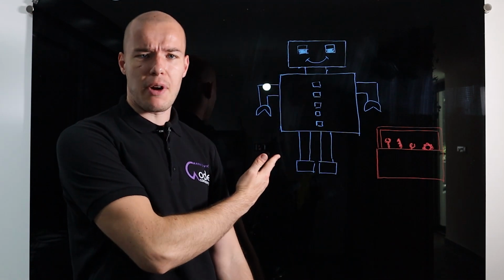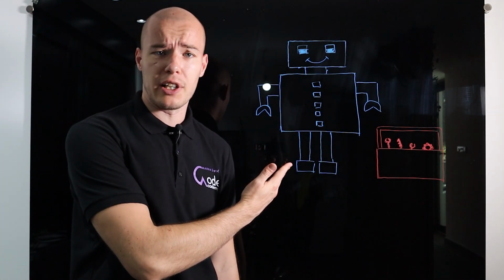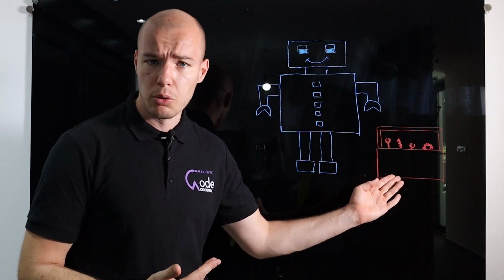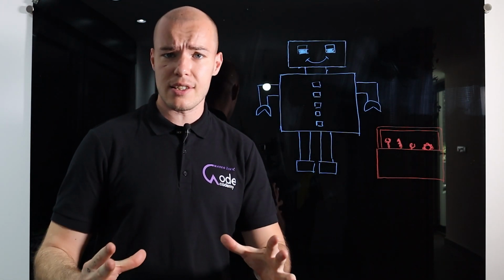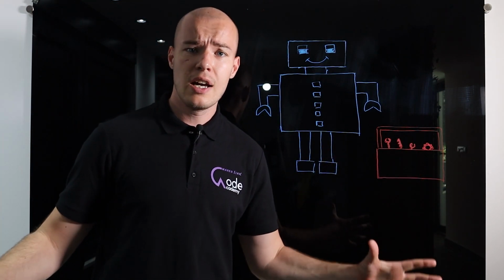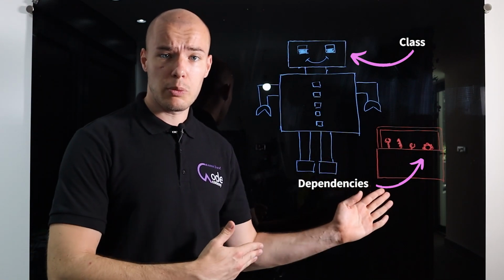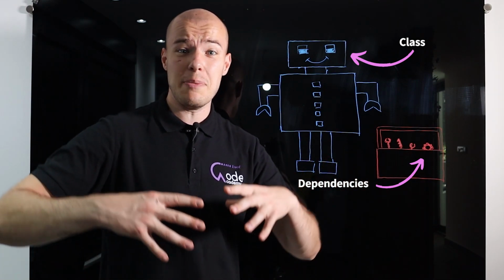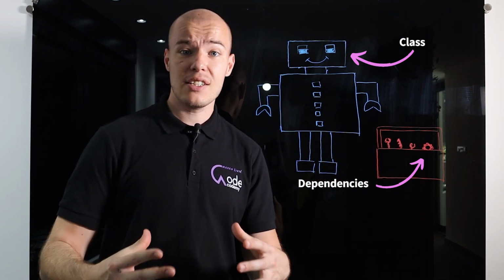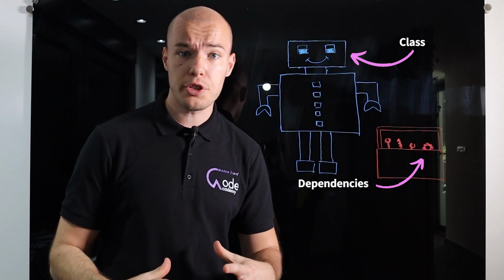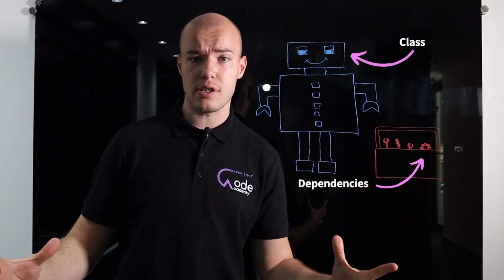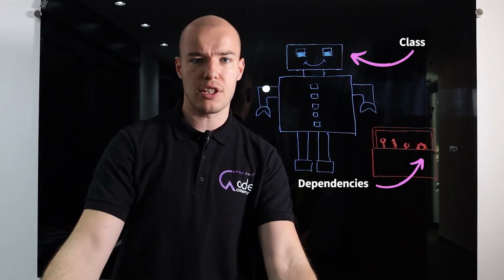And welcome to our drawing board. This guy right here is our friendly robot, and this is his toolbox. And when we translate this into the world of programming, the robot is going to be our class, and the toolbox is going to be a set of dependencies that this robot needs in order to perform all the actions that we expect him to execute.